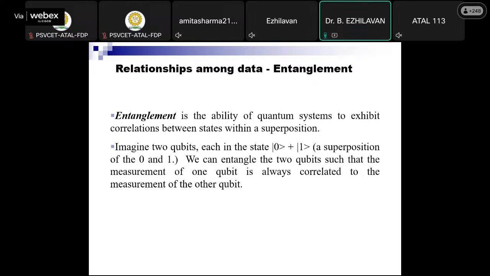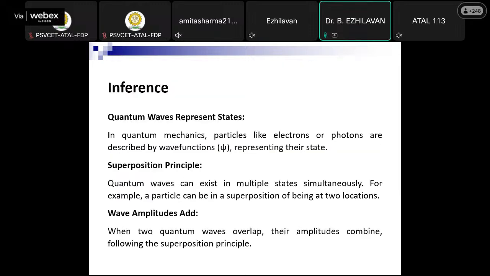This is entanglement. Three things we have to know. One is entanglement, and another is superposition. Superposition we saw: psi ket equals alpha 1 |0> plus alpha 2 |1>. Entanglement means one qubit's measurement will be correlated to another qubit's measurement. Next, interference. These are the three things we should know.